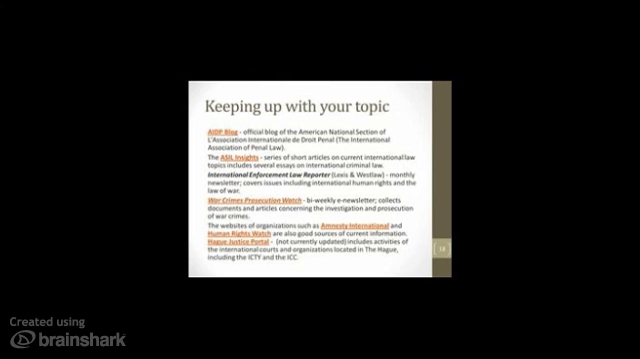Once you've found your basic documents, it's important to keep up with your topic. Very often a report will be issued or statistics will be uncovered or there's a new case that comes up that you'll really want to know about. And so here are some particular tools that may be able to help you. This is just scratching the surface. There's an awful lot more out there.